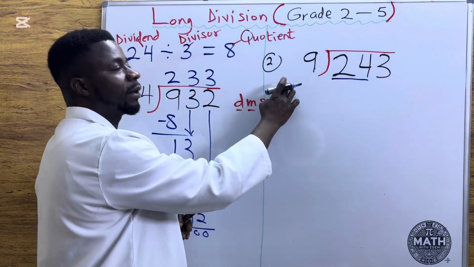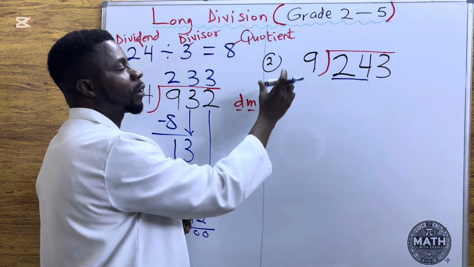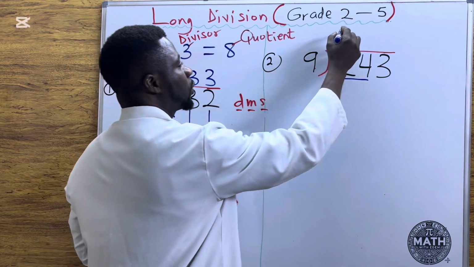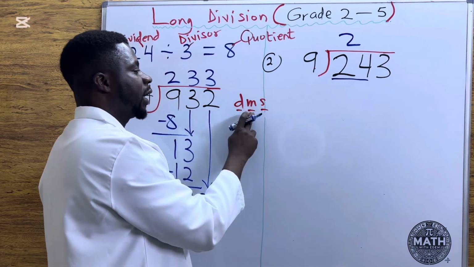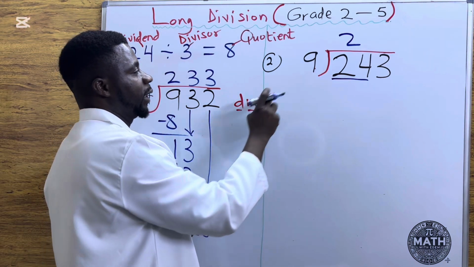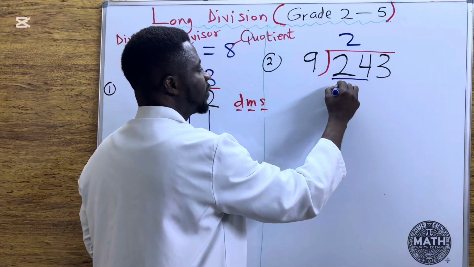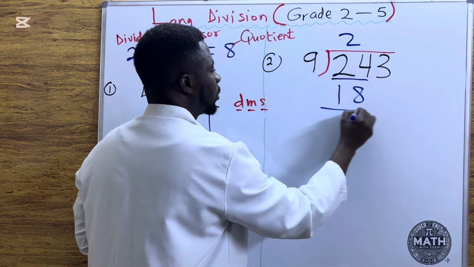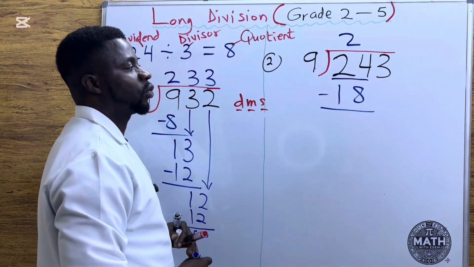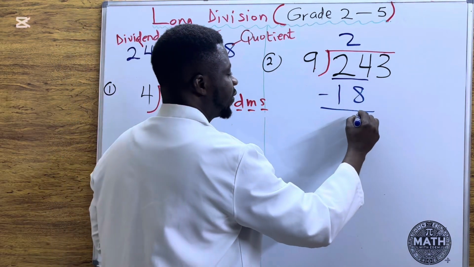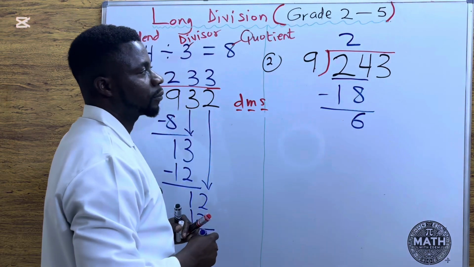Look at the multiples of 9. Which one is the closest to 24? So it's going to be 2. Okay, now we divide. The next step is multiply. 9 times 2 gives us 18. And the next step is subtract. So 24 minus 18 gives us 6.